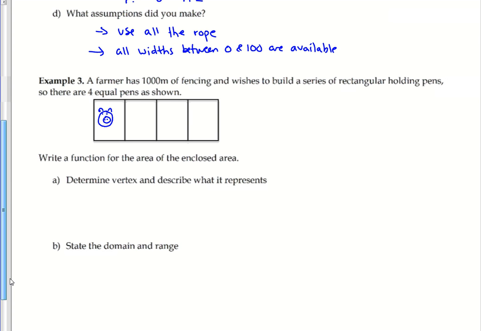Okay. So, what do we know about the dimensions here? How many lengths will we have? 2. A length and a length here for my pen. How many widths? 1, 2, 3, 4, 5. 5 widths.